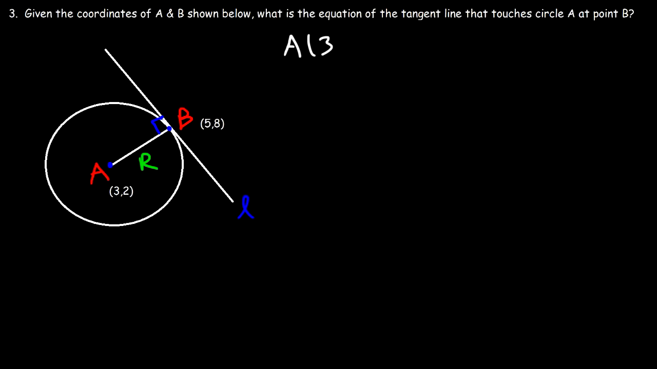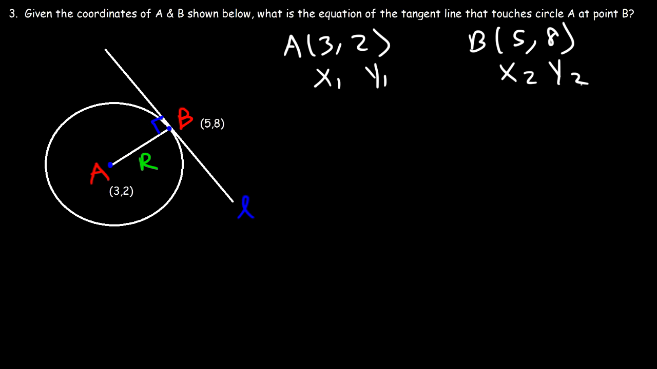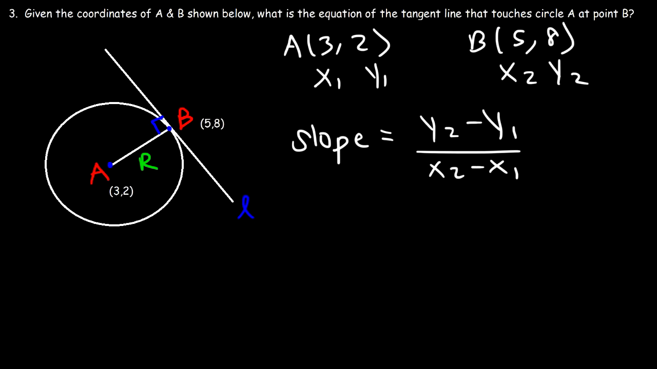So this is point A, (3, 2), and point B, which is (5, 8). Let's call this x1, y1, and x2, y2. The slope is the rise over the run. It's equal to y2 minus y1 divided by x2 minus x1. It's the change in y divided by the change in x. So notice that the run going from 3 to 5 is 2. The rise going from 2 to 8 is 6.